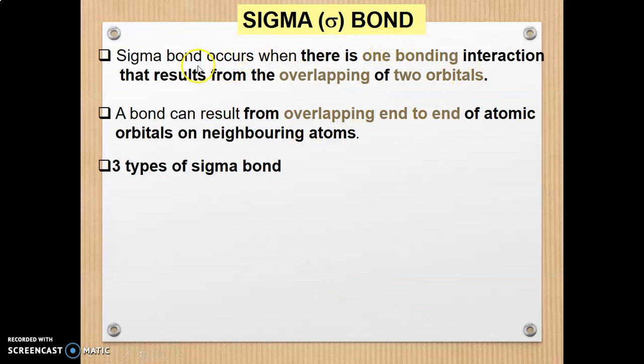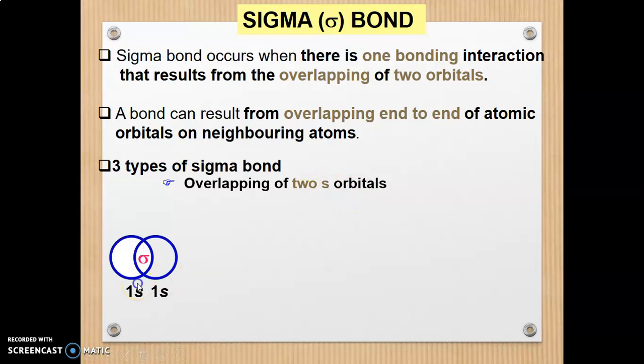Sigma bond. Sigma bond occurs when there is one bonding interaction that results from the overlapping of two orbitals. A bond can result from overlapping end-to-end of atomic orbital on neighboring atoms. Three types of sigma bond. Overlapping of two s orbital. Example, hydrogen.